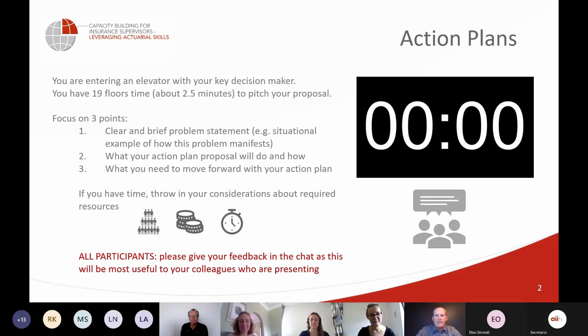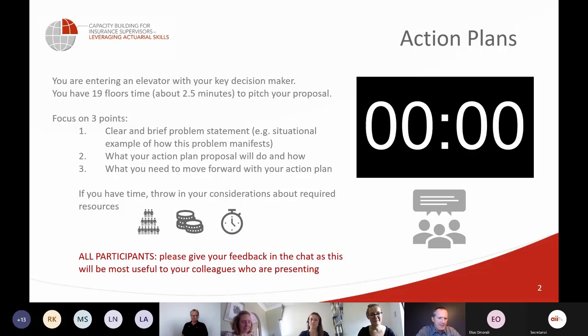Instead of going in detail through everything in your action plan that you submitted to us, we're going to try to cap your presentation length to 2.5 minutes. So you're entering an elevator with your key decision maker, and you have about 2.5 minutes or 19 floors on the elevator to pitch your proposal.